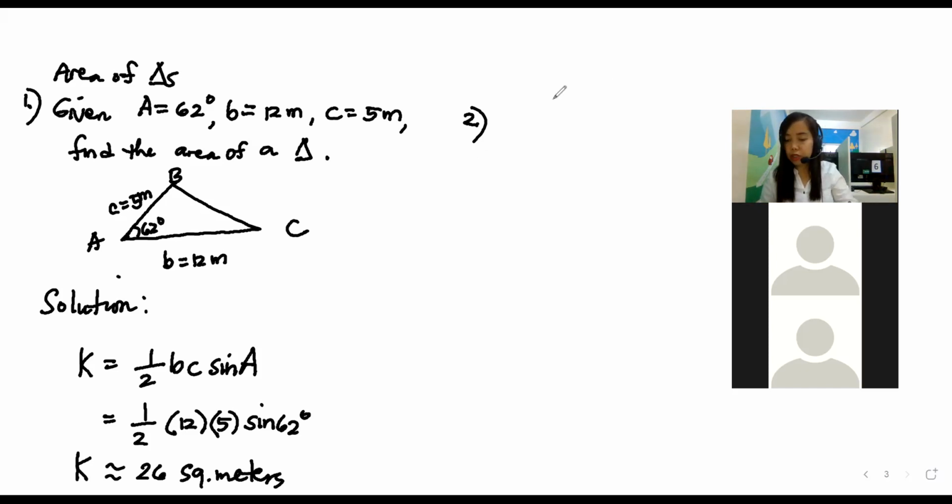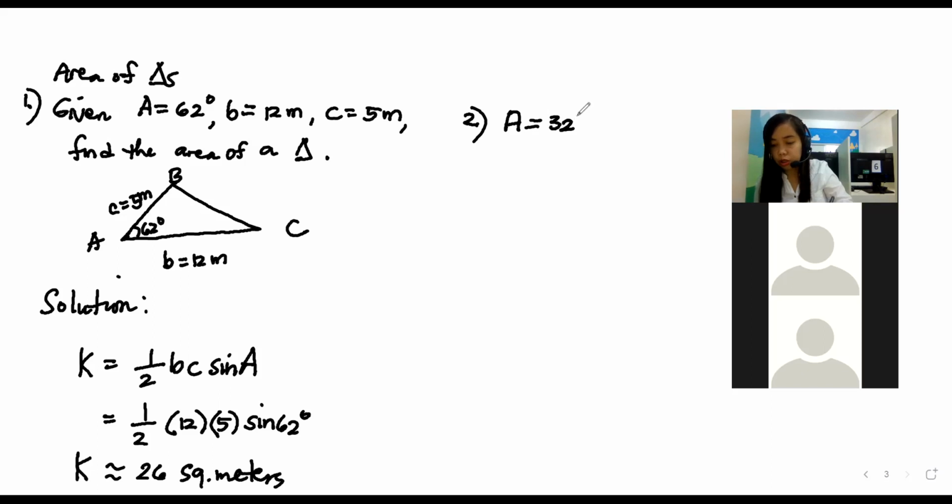Okay, so let's finish this kasi may meeting kami kay Dean. But anyway, last example na naman. Find the area of a triangle given, sorry. Hindi ko na isulat yung buong problem, class.